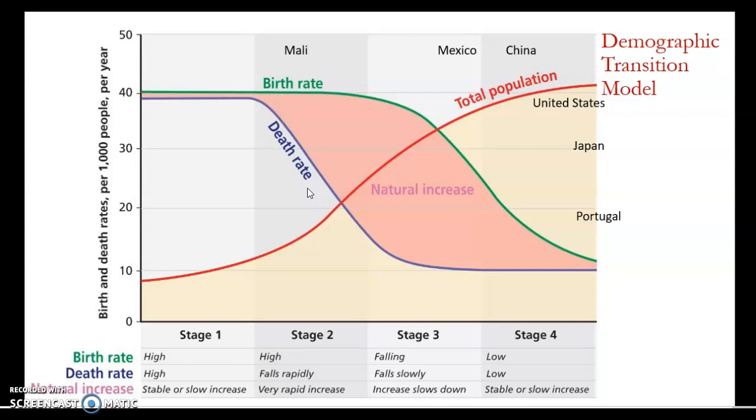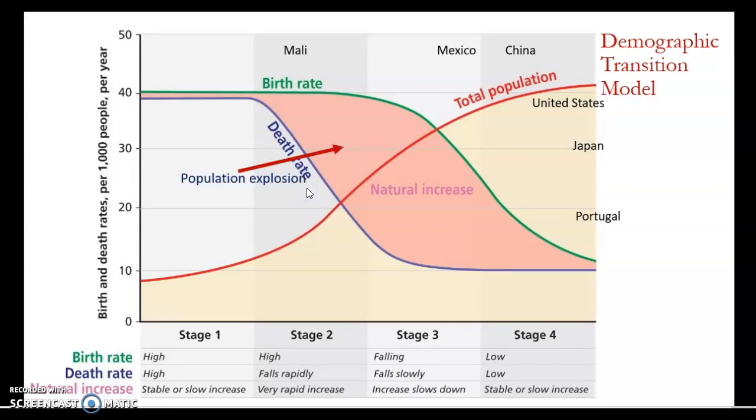Improvements in sanitation, food supply, and basic medicine allow for a population explosion during this stage. So in stage 2, we have our population explosion. This point here is where the birth rate is significantly larger than the death rate. And you'll see up top a country that falls into this classification would be Mali, a sub-Saharan African country that has a young population, a high total fertility rate, and a rapidly declining death rate.